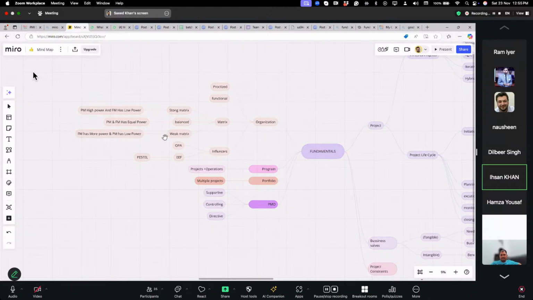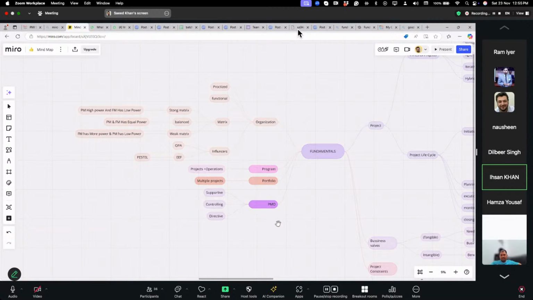Next is the weak matrix. In the weak matrix, the FM has more power and the PM has less. And in the organization, there are influencers, further categorized into OPA, organizational process assets, and EEF. For EEF, we use the term PESTLE.